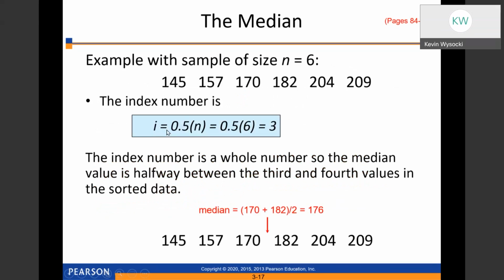Again, if we use this index formula, 0.5 times n, 0.5 times the 6 data points that we have would be 3. It says the index number is a whole number, so the median value is halfway between the 3rd and the 4th values. All you need to do is arrange the data from smallest to largest, and find the average of the middle, or use Microsoft Excel and it'll do it.